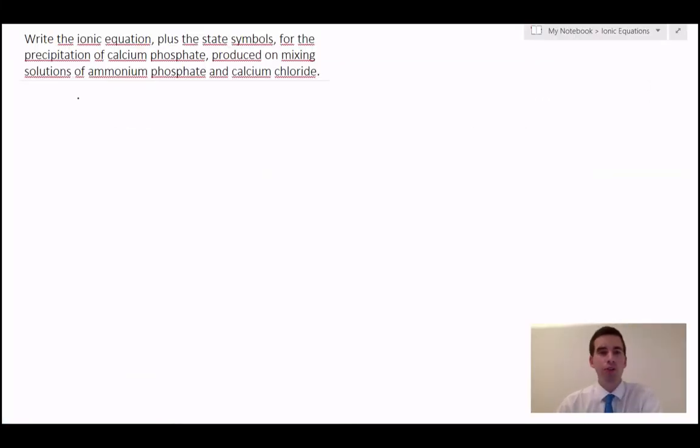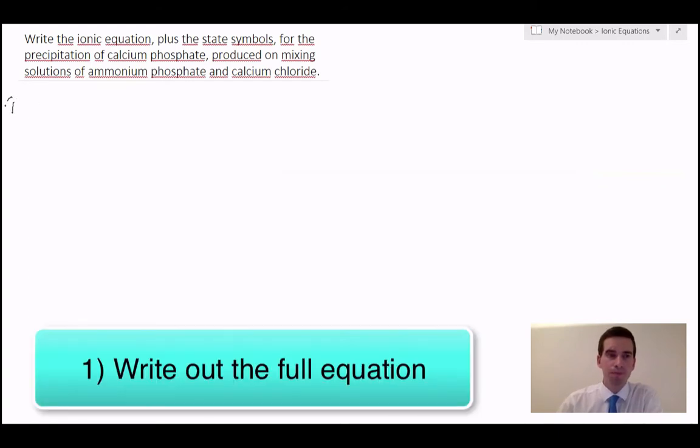The example we're going to look at is a precipitation reaction between ammonium phosphate and calcium chloride to produce calcium phosphate and ammonium chloride. So step number 1 is to write out the equation. If you're unsure about how I got any of these formula for the ionic compounds, look at the previous section and look at the previous slides which tell you the ions.